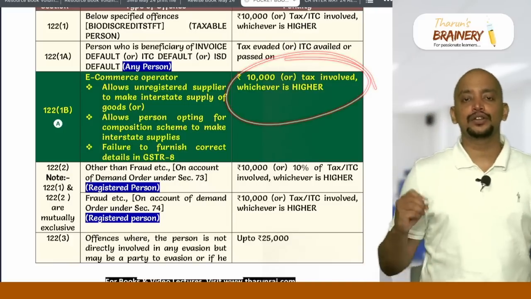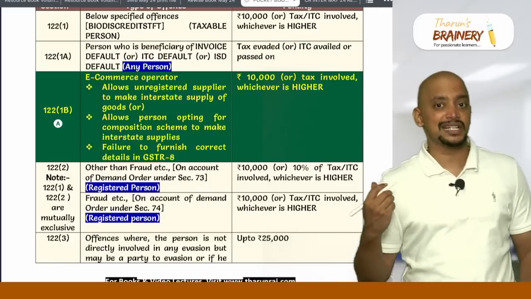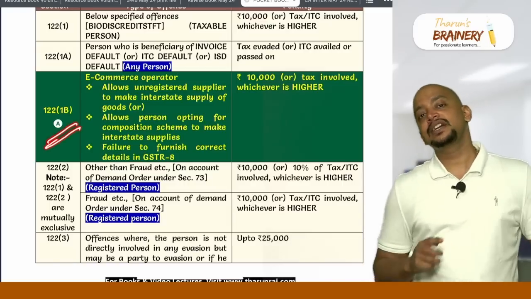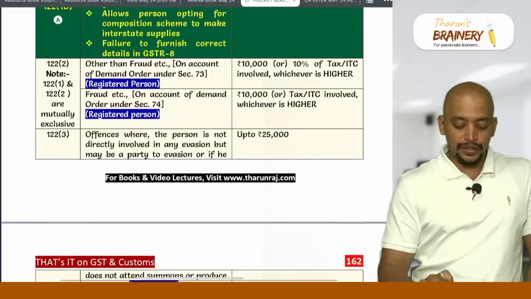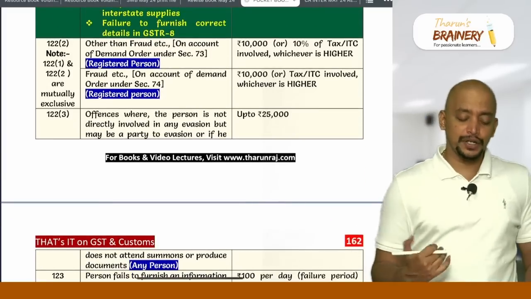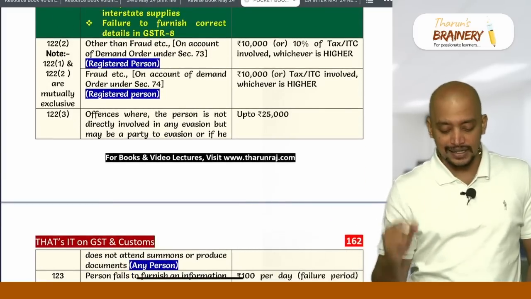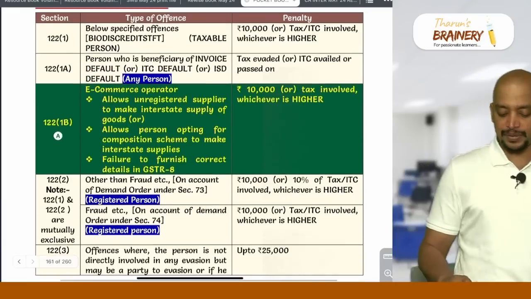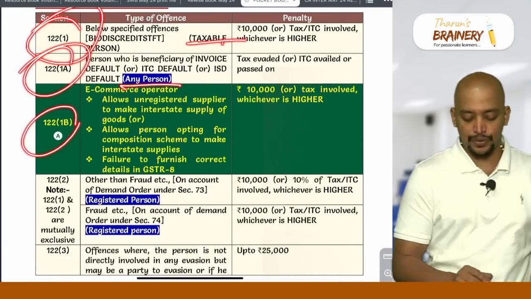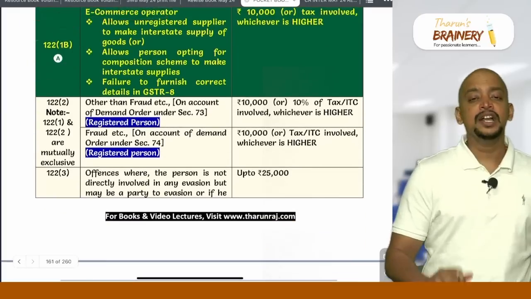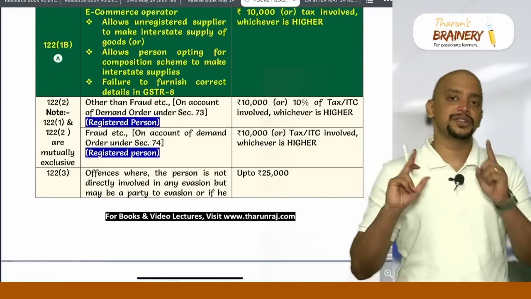the penalty will be 10,000 rupees or tax involved, whichever is higher. So this is a newly added penalty, and they can connect this with TDS TCS, the existing penalty also. Then 122 subsection 2. This 122 subsection 2 penalty is on the registered person. So this is not on any person, whereas 122(1) is on the taxable person, 122(1)(a) is on any person, 122(1)(b) is on e-commerce operator, whereas 122 subsection 2 is on registered person.